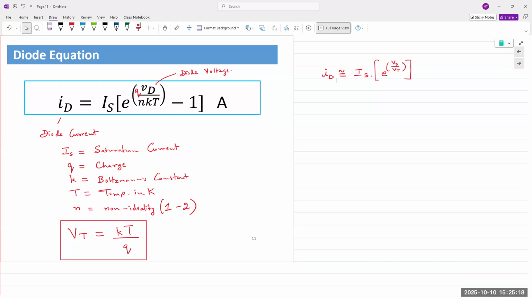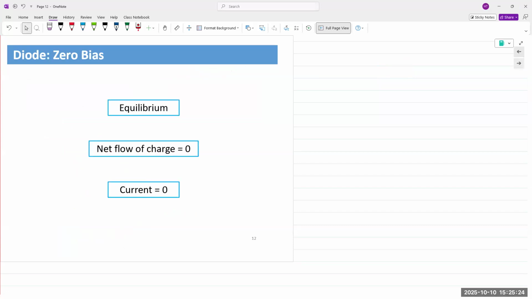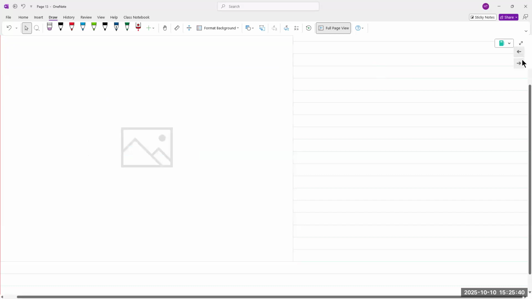Okay, all right. So let's look at what happens for diodes under 3 different conditions. We can apply a positive voltage to the anode, negative to the cathode. That is known as the forward bias. That's on the next page.